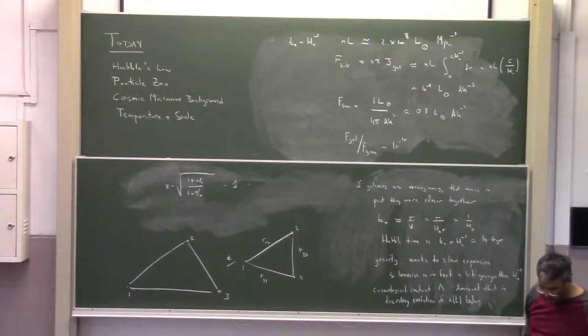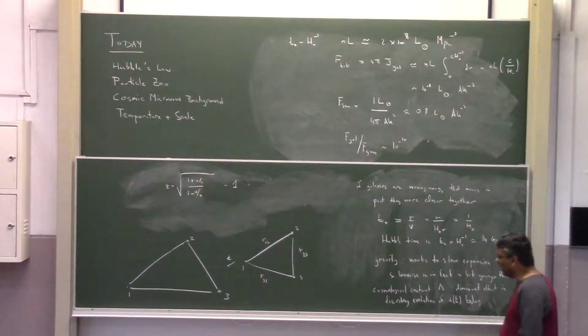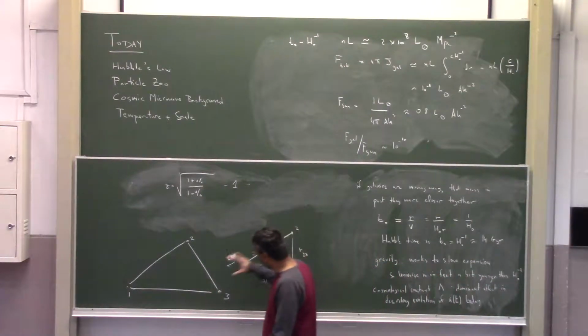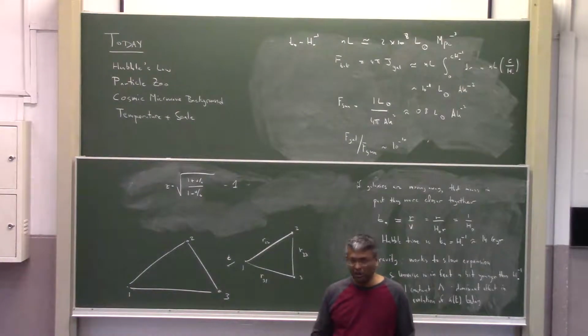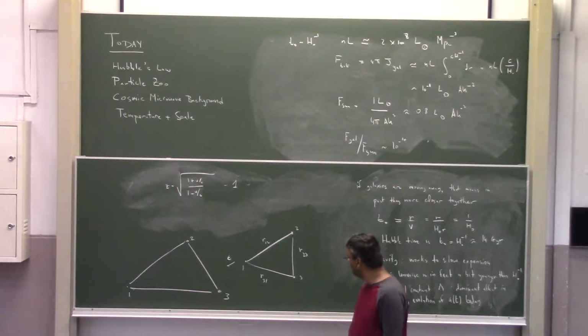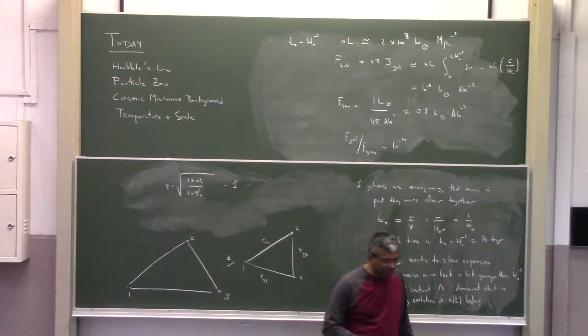So Hubble's law is a natural consequence of the Big Bang. So we can think about this expansion of space as a consequence of there being some initial singularity from which the universe was born, and the expansion has been happening ever since the Big Bang.